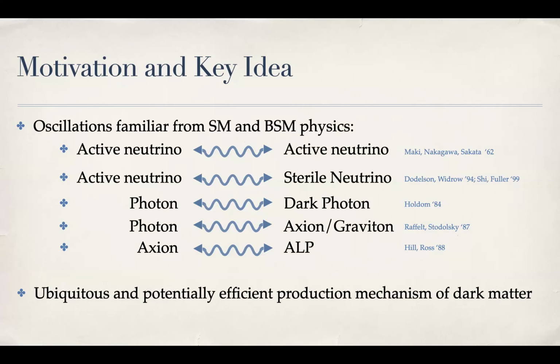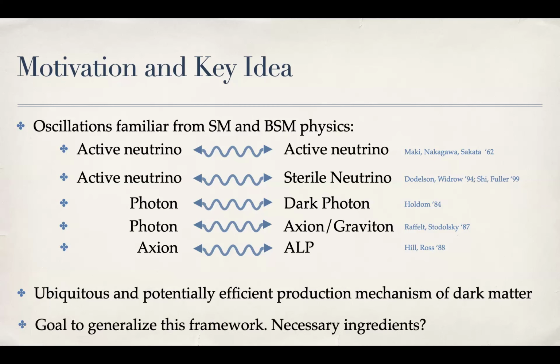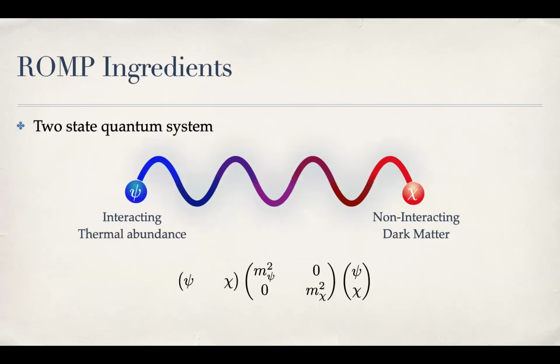I also want to emphasize that these oscillations can be a really good way to produce dark matter. If one of these states is very sterile, doesn't talk with the standard model, then that state could be an excellent dark matter candidate. But how it can be produced is from the state that oscillates into it, right? One of these states could be very active, talking to the standard model. It can have a large thermal abundance in the early universe, and just a small amount of oscillation into the sterile state can be an excellent way of producing that sterile state as dark matter. So what I want to do is generalize this framework and look at what the necessary ingredients are for this kind of production for these ROMPs, these rapidly oscillating massive particles.